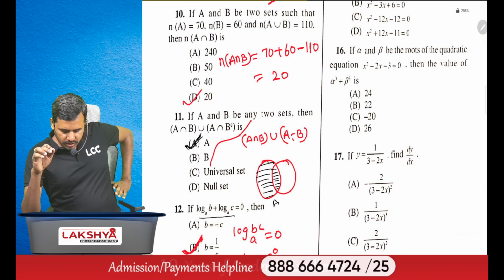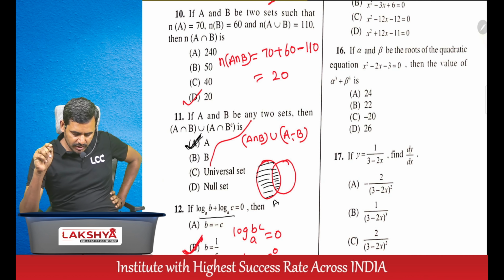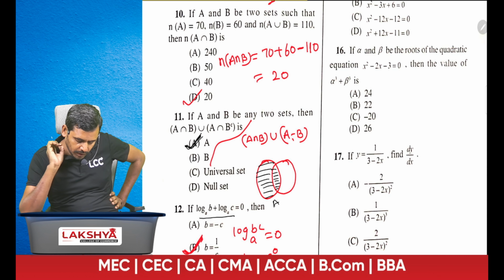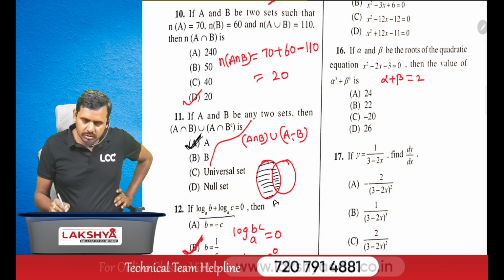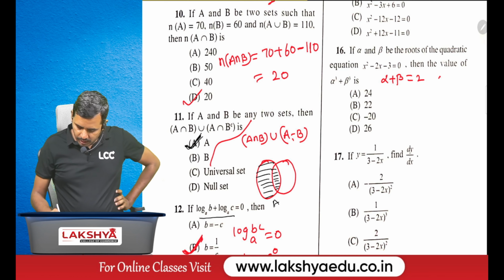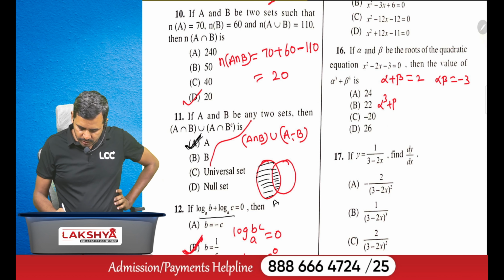Same 16th question. Alpha, beta are the roots of the quadratic equation x square minus 2x minus 3 equal to 0. Then what is the value of alpha cube plus beta cube? From this expression, alpha plus beta, the sum of the roots, is 2, and alpha beta is equal to minus 3. Now we want to find alpha cube plus beta cube.